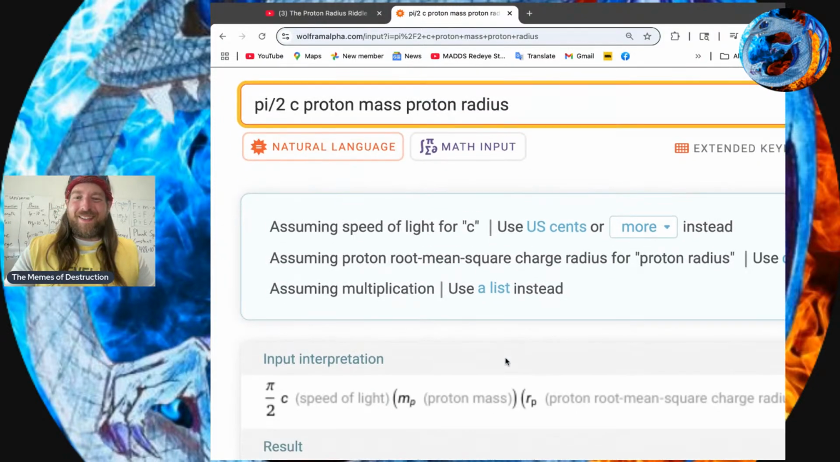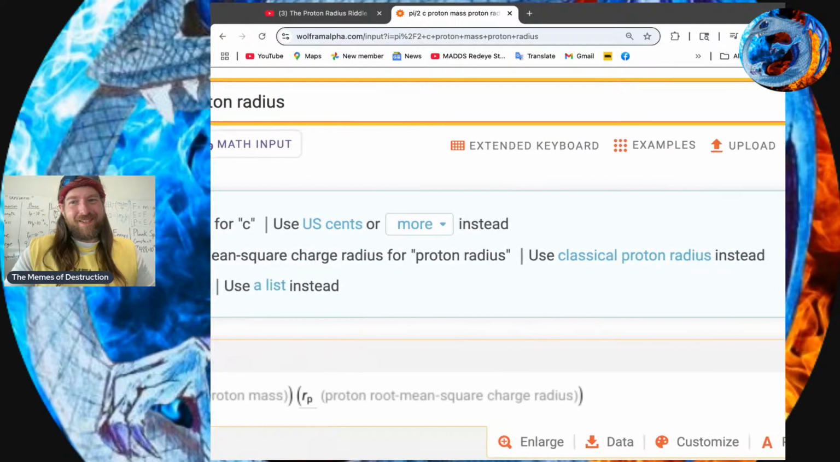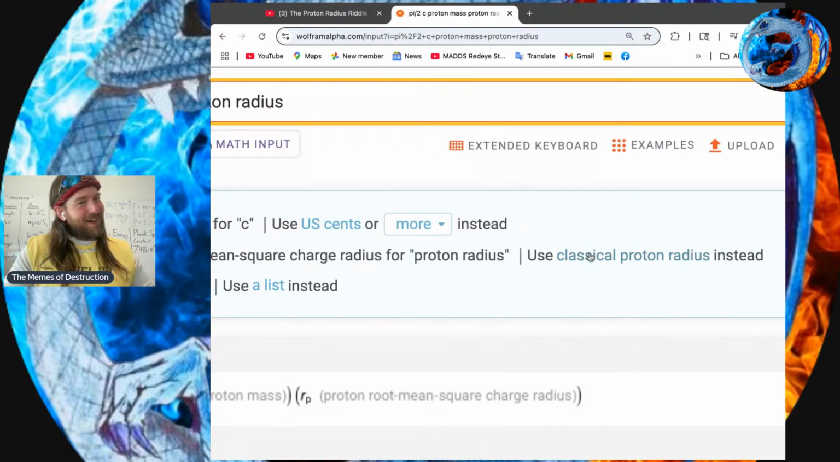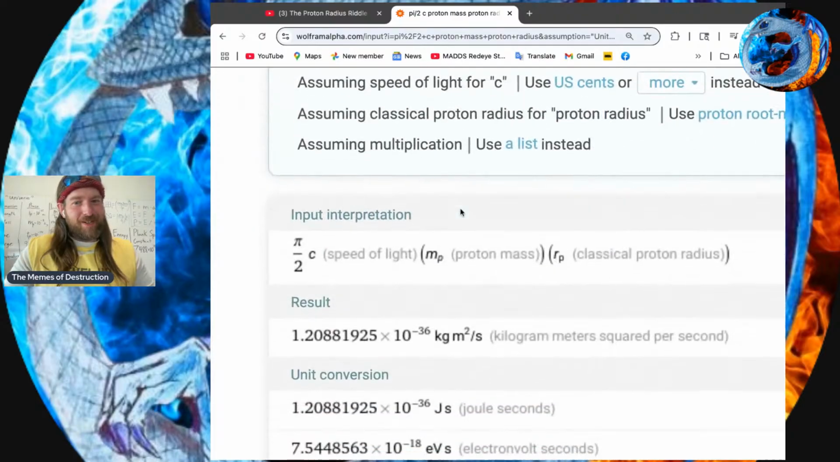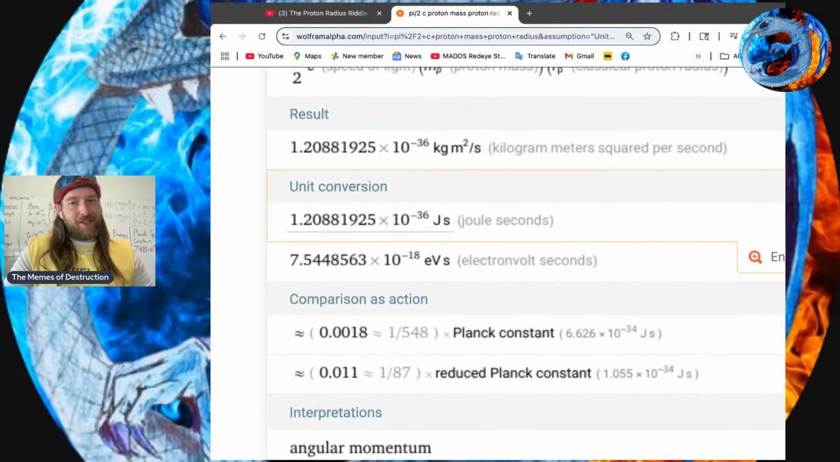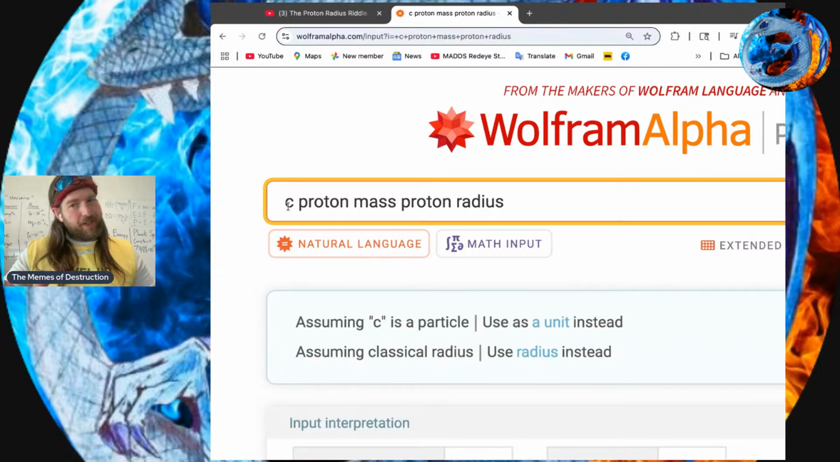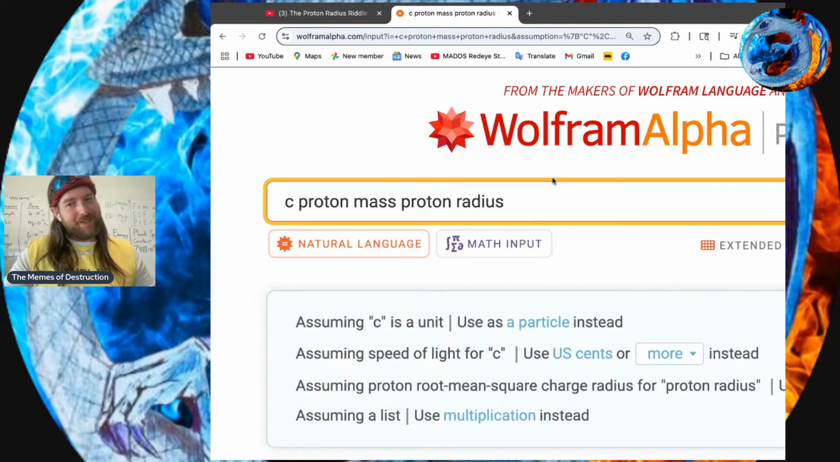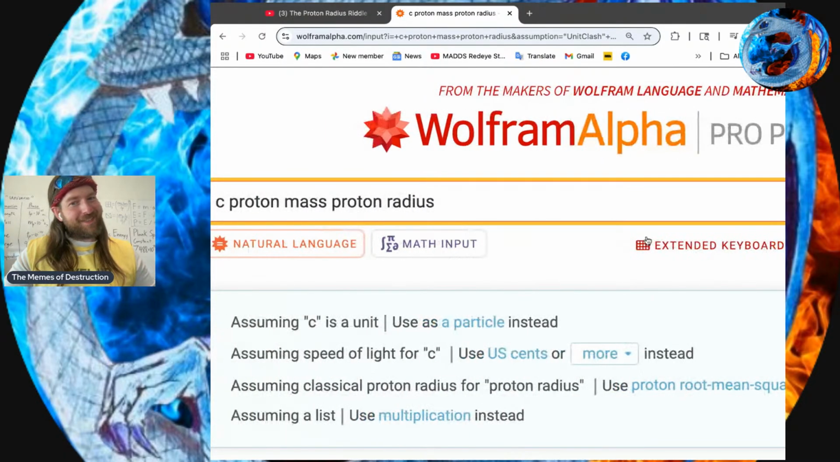All right. So as we can see here, Wolfram Alpha gives us options. Oh. The classical proton radius, that's an option? Let's click it. Okay. So we click it. And then what we're going to do, okay, you get this here. I'm like, all right, I'm not really sure what to make of that, but let's take off the dimensionless term and just look at the dimensionful terms here. Because remember, c, the speed of light, we got to let it know it's the unit. And we got to let it know we're using the classical radius.